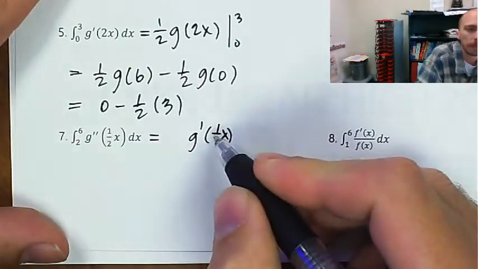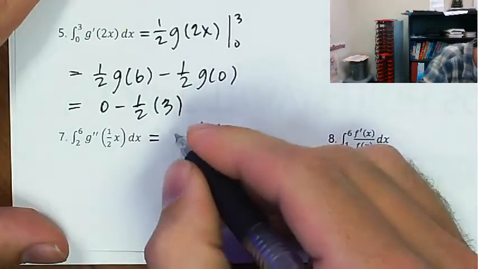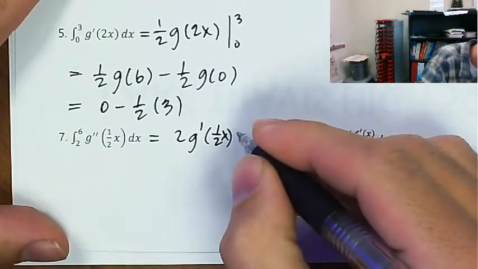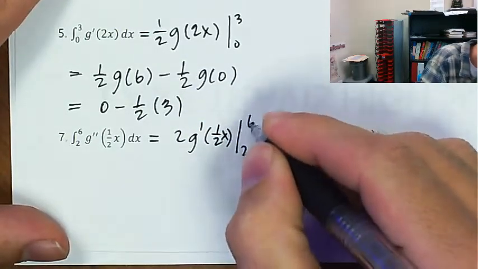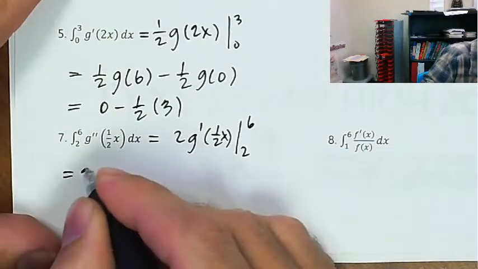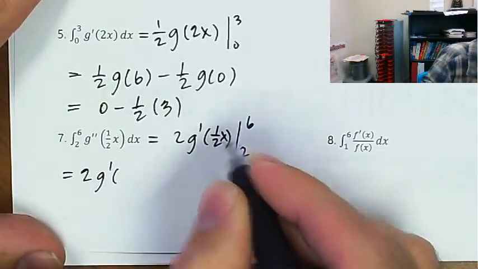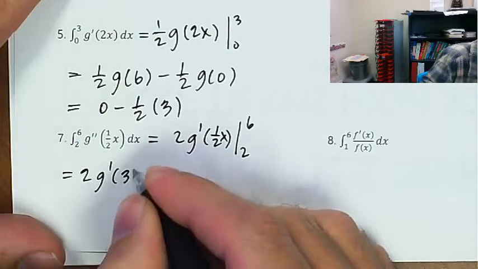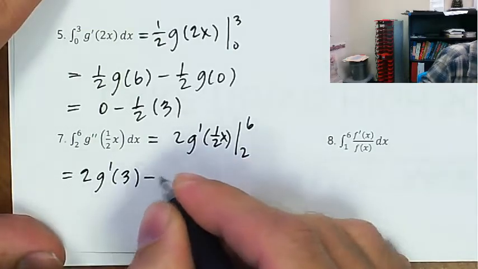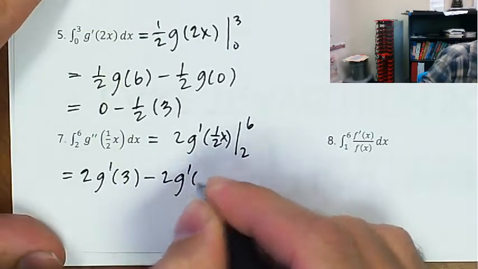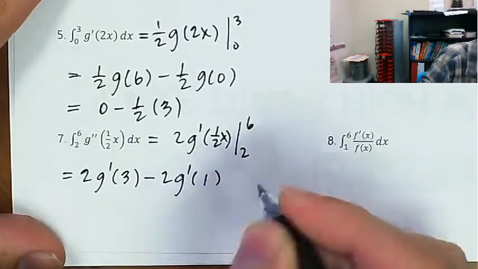I'm going to leave the inside the same, and I'm going to divide by the slope of the inside. So that'll be divided by half, which is multiplying by 2. Then I'm going to plug in 2 and 6, and I'm going to get 2 times g prime of 6 divided by 2 is 3, minus 2 times g prime of half of 2 is 1.